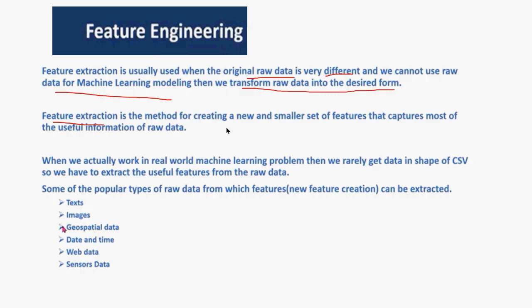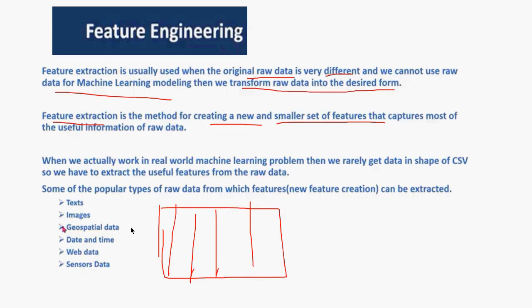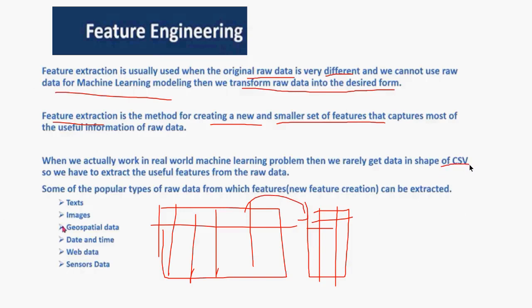Feature extraction is a method of creating a new and smaller set of features. You subdivide a big data set into smaller features and do the estimation accordingly. Say 10 columns are there, and I take only the useful ones. Only 2 columns are going to be useful, so only those columns will be extracted from the original raw data set, and from there we do the feature extraction. We work in real-world machine problems using CSV files. You know how to extract a CSV file, an Excel file, a text file or a PDF file.